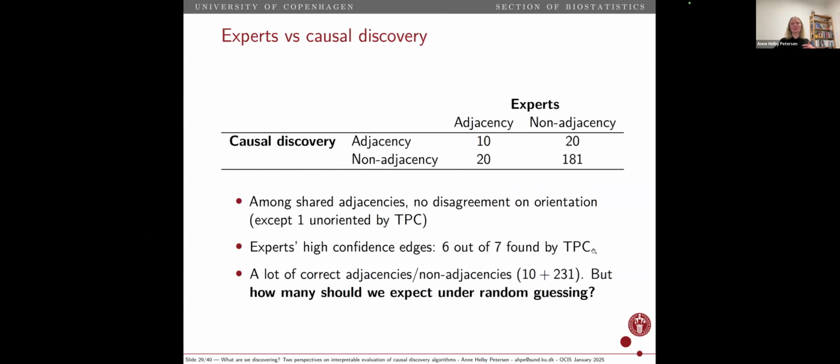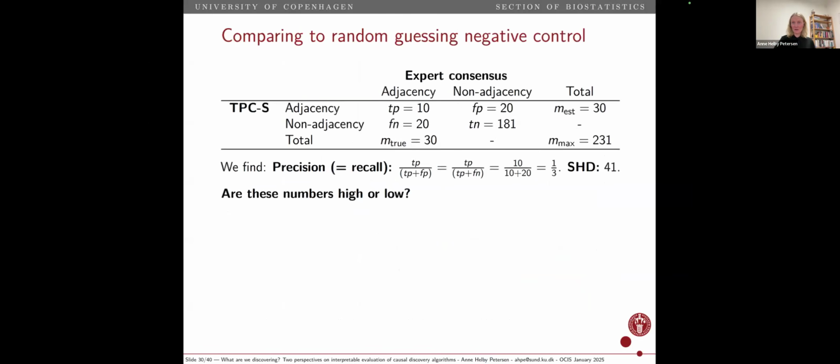But how many of those should we have expected to be true if we actually just did random guessing? And it's actually that question that motivated a lot of this negative control work. What would we have expected to find if we were just randomly guessing here? So let's have a look at it.